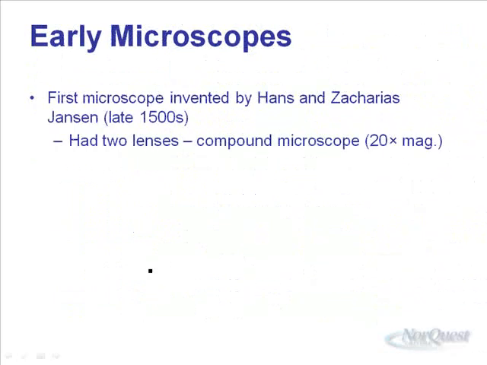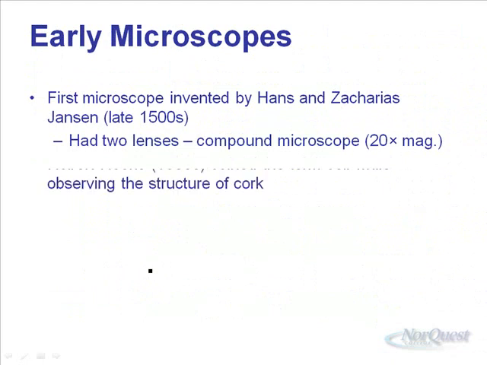Early microscopes, the first ones, were created by Hans and Zacharias Janssen in the late 1500s. These microscopes had 2 lenses. They were compound microscopes, and they could magnify things about 20 times.